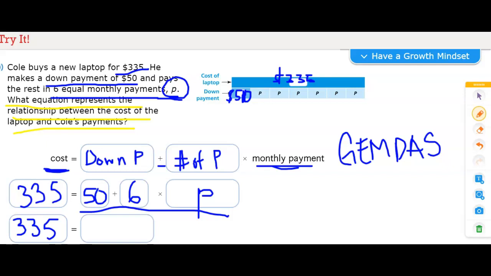Anyway, we have no grouping, no exponents, but we do have multiplication. So we're going to multiply 6 times P. Well, we don't know what P is, so we're going to rewrite that as 50 plus 6 times P. And then that becomes our simplified equation on the amount of this laptop. Again, they only asked for the equation, not to solve it. So that is all we have to do.